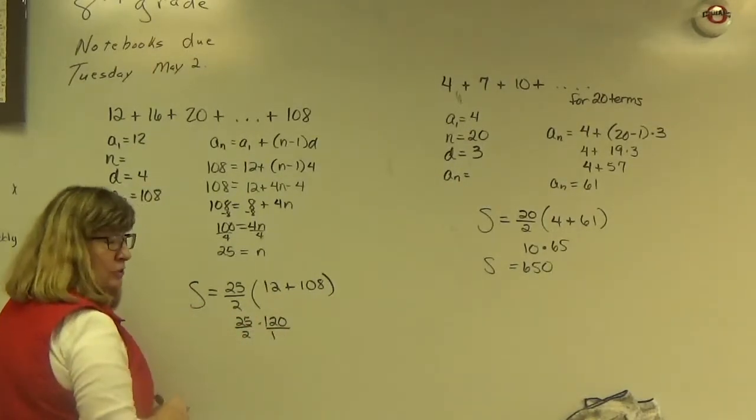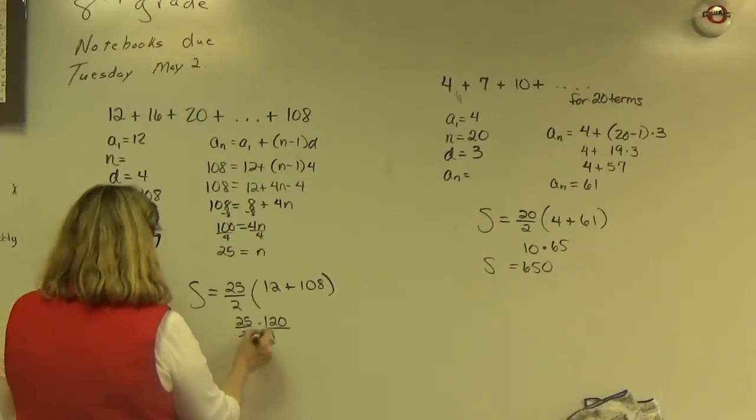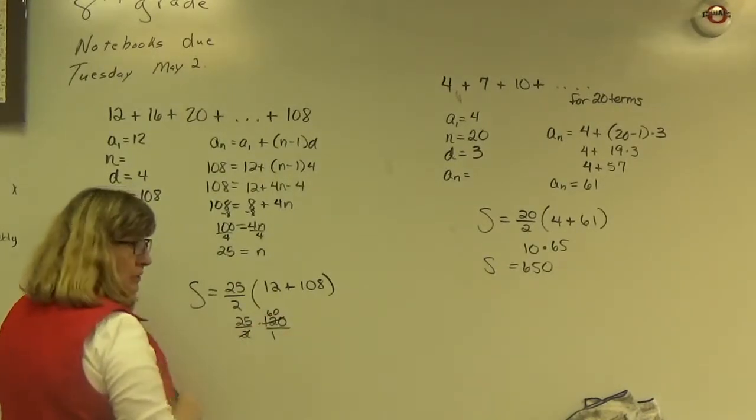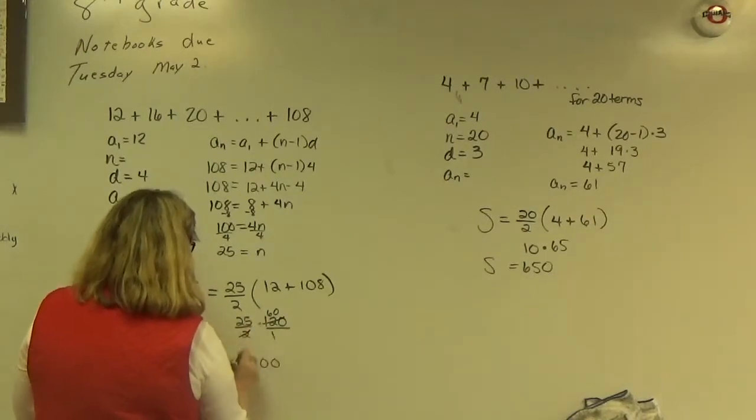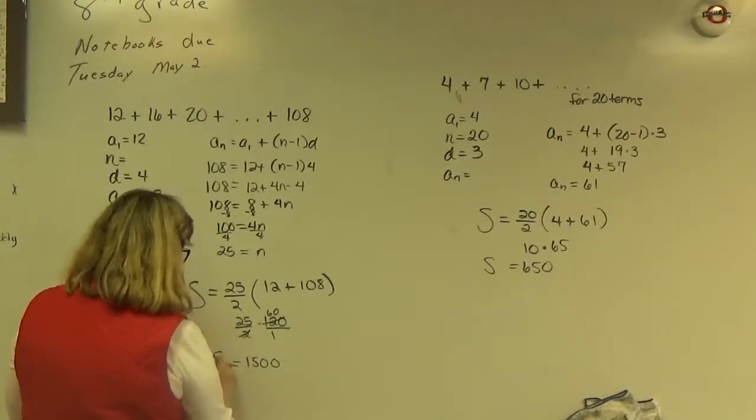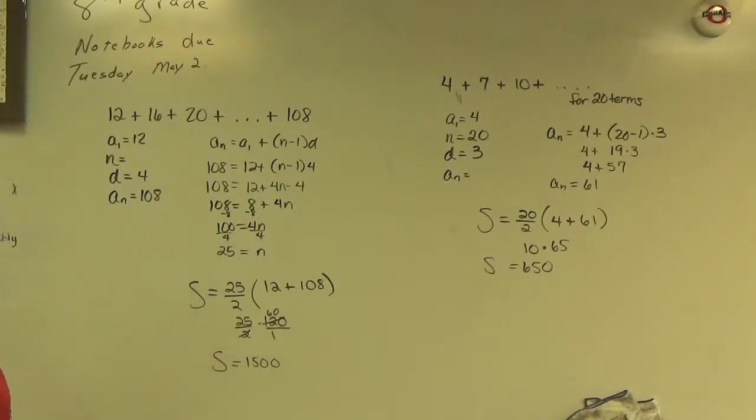I'd always do fractions. I know you have calculators that do it for you, but 2 cancels with 120 to make 60, and then all I have to do is take 60 times 25. 1,500. Anybody else get 1,500? That's okay.